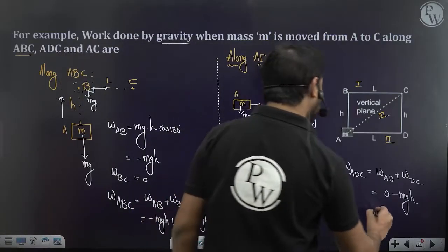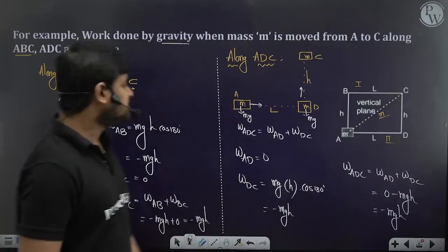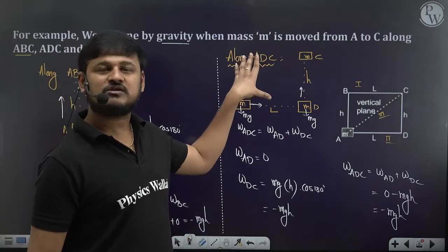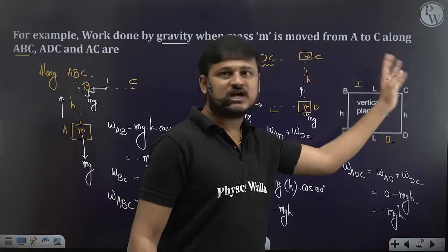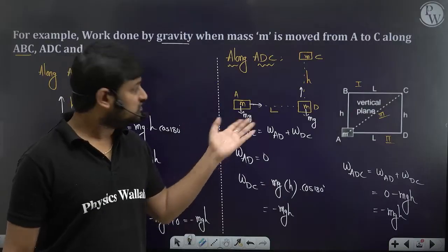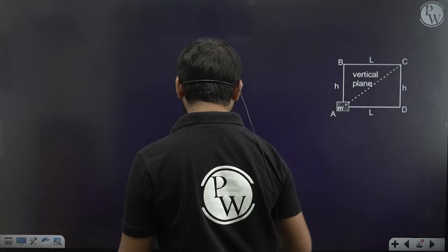So the whole work done will be minus mgh. Yes. So that means we got the work done along ABC is minus mgh, and we got the work done along the path ADC is also minus mgh. So same we got. So let's check AC as well. Let's check from A to C.